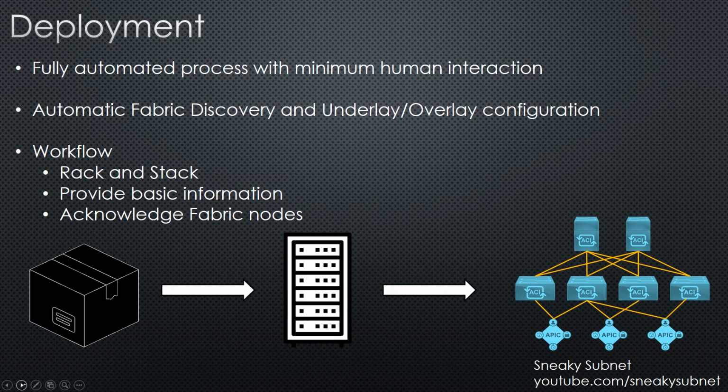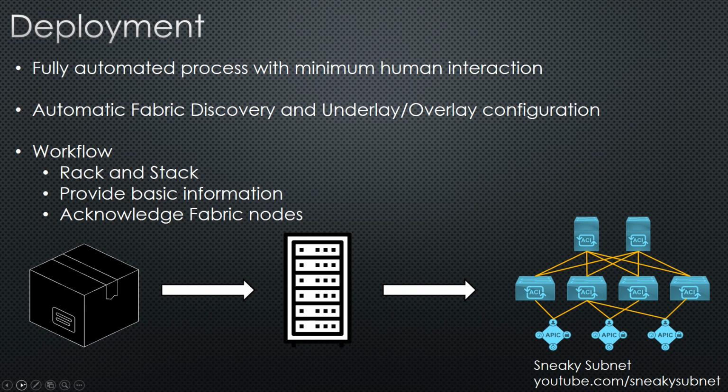Deployment of ACI is a fully automated process which requires minimum human interaction. ACI leverages automated fabric discovery and also automated underlay and overlay configuration. Practically, it means that you need to rack and stack your equipment, provide basic information for the initialization script, and acknowledge fabric nodes. If you have many fabric nodes, you can automate this process and just feed ACI with a spreadsheet of your switches, and it will acknowledge them automatically.